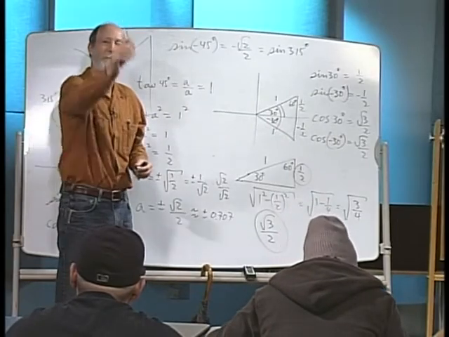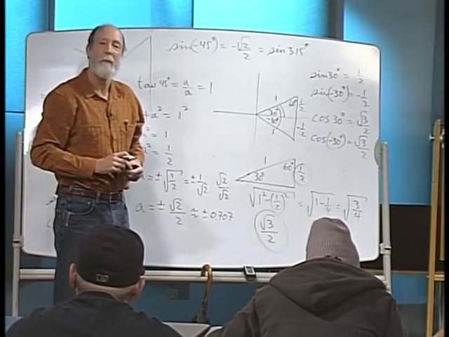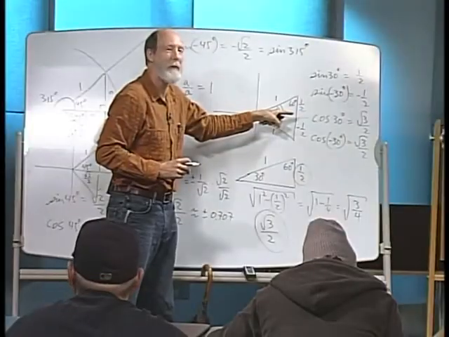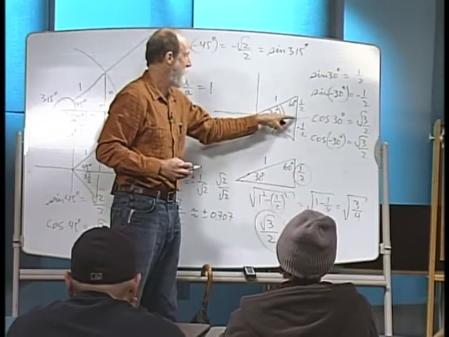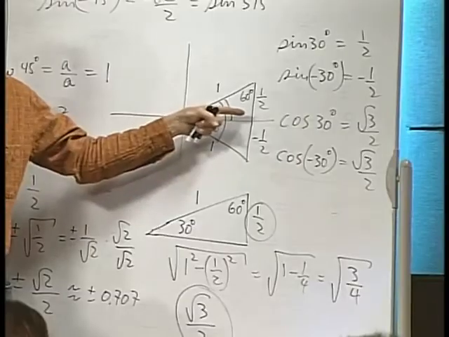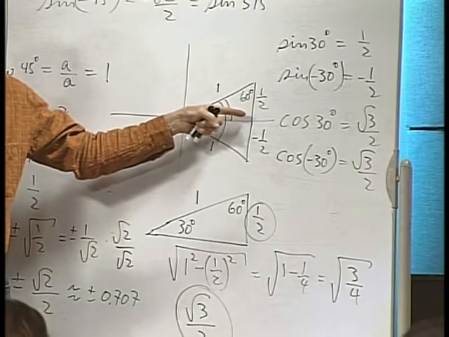Why is it not the negative square root of 3/2? Because, on the x-axis, that line is a positive reading. Good comment. Isn't that a positive x reading? Yeah, that's why.